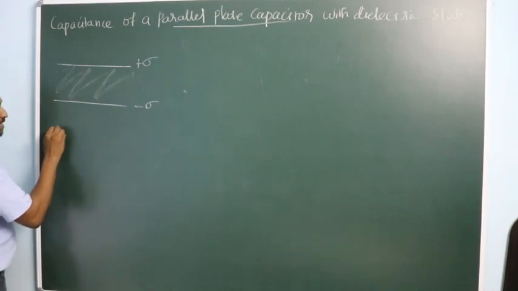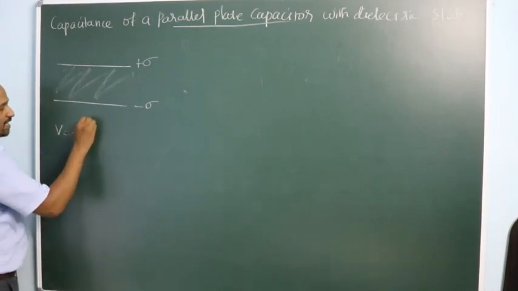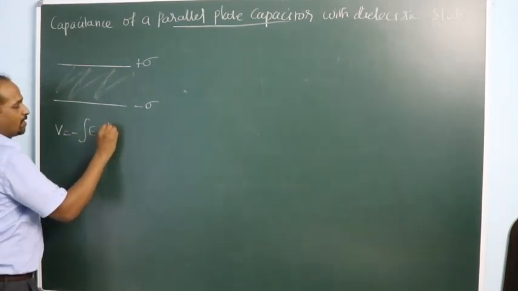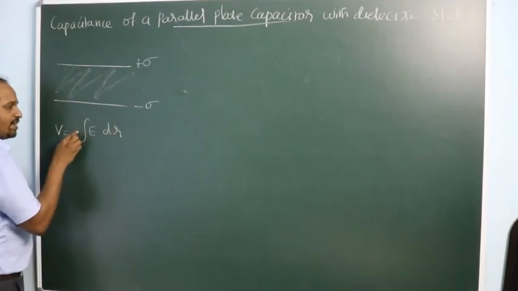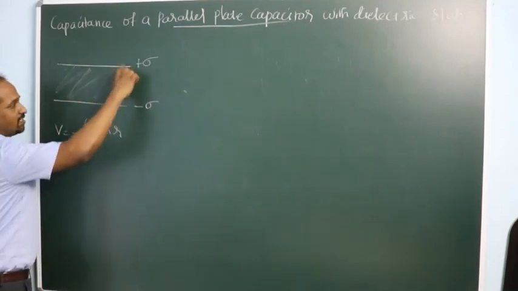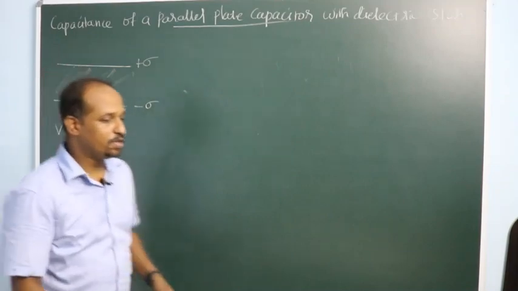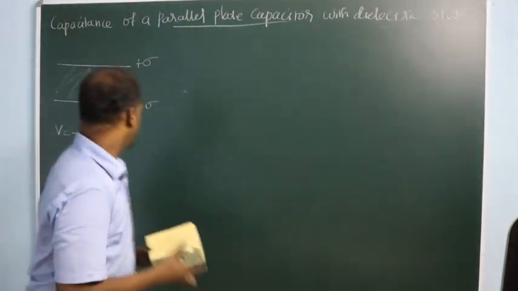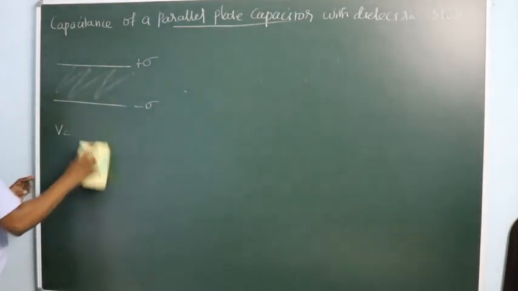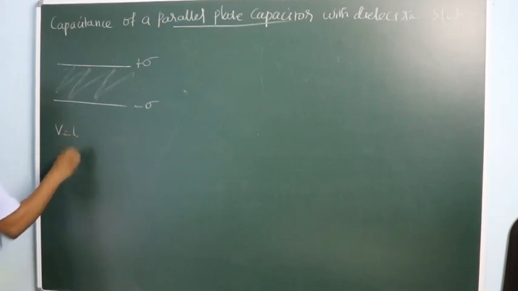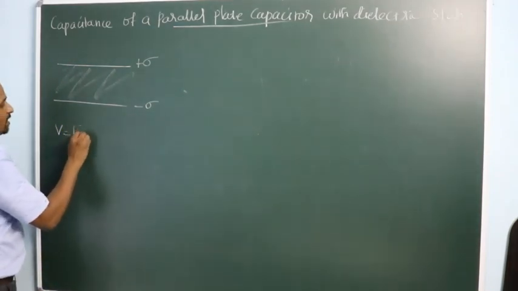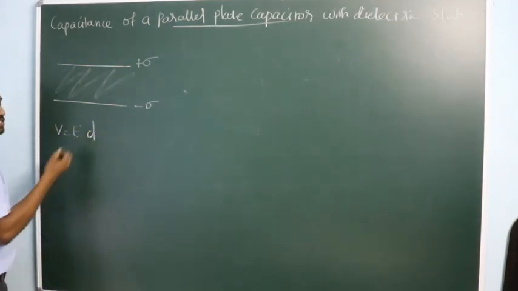Electric potential, we usually write it as what? It is the negative of the integral of E dot dr. If E is constant, we take it out, and the integral of dr is the distance between them. So instead of going through all the integration work, when the electric field is constant, we can write the electric potential as E into the distance of separation.